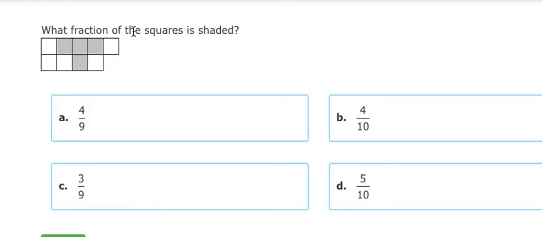What fraction of the square is shaded? There are 4 shaded and 4 unshaded. So 4 plus 4, that equals 8. No, it's 9. It's odd. So 3 plus 4 are shaded, total are 9. Total are 9 and 4 are shaded. So 4 by 9. 4 is the numerator and 9 is the denominator.